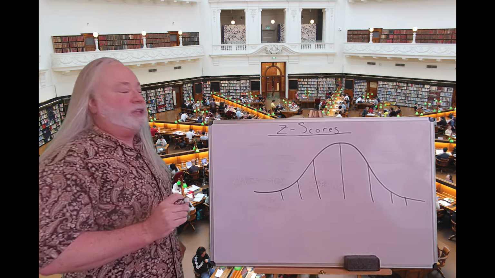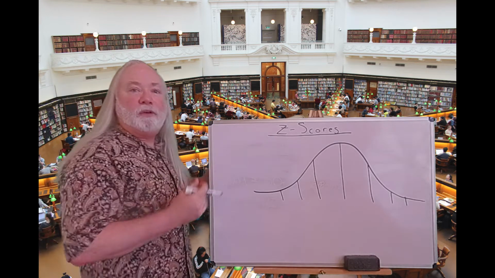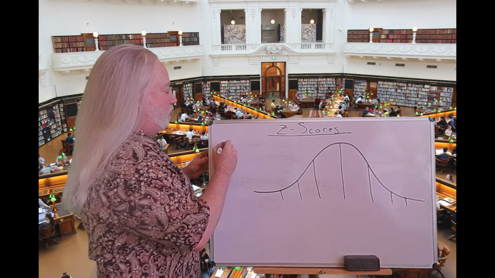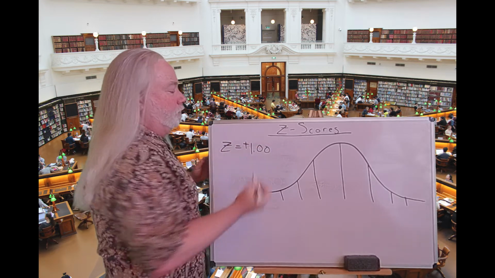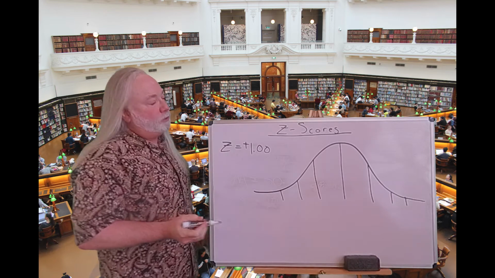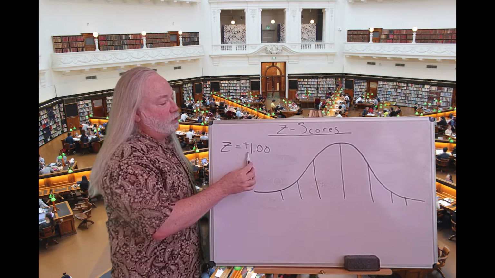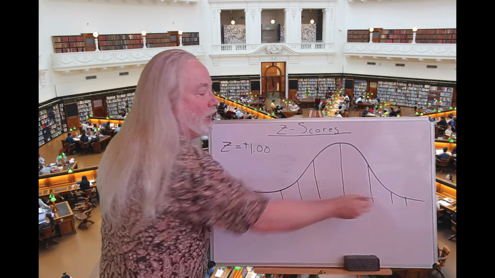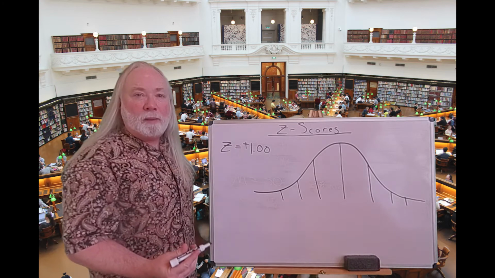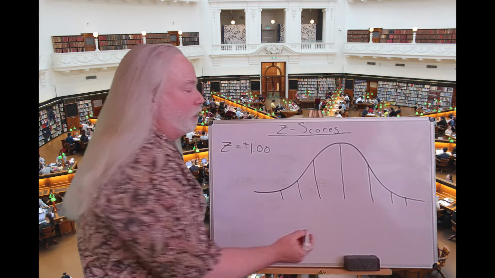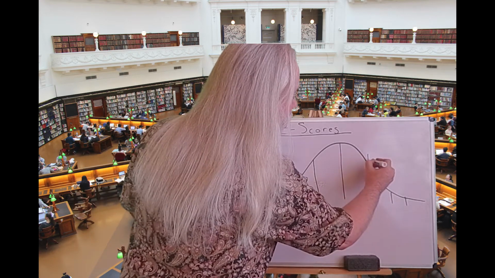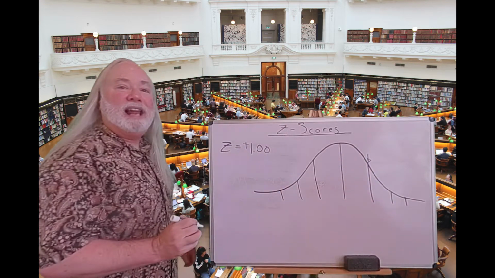So let's consider if we got some information and did some calculations and found that our z-score was +1. What does that tell us? Well, the positive tells us that it's located above the mean, so it's going to be on the right side of the curve. And how far above the mean? Exactly one standard deviation. So this would be right there at that line.